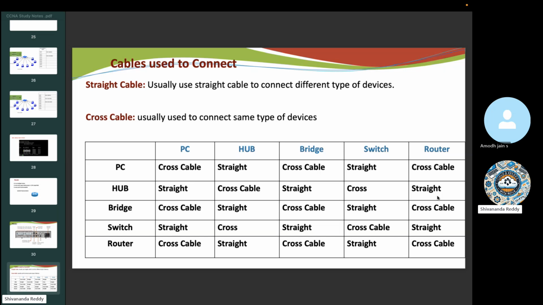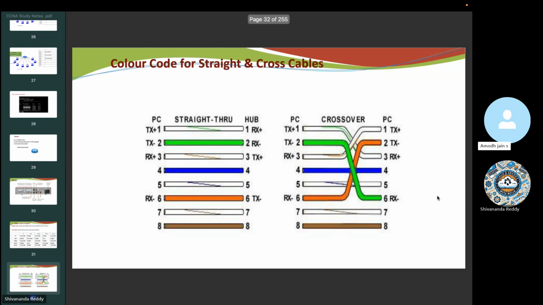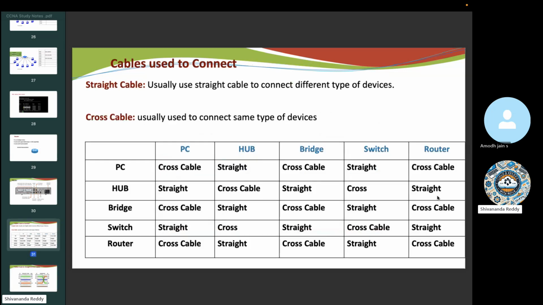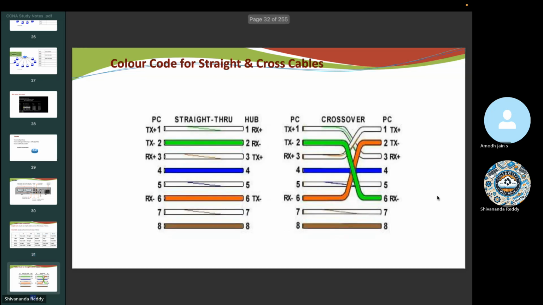Hub to router, straight. The same goes for similar devices: hub, bridge, and routers as well. If you want to connect two hubs, two PCs, two switches, or two routers one to one, at that time you must use a cross cable. Similar devices mean cross cable. Dissimilar devices mean straight. Okay. How the background representation looks: straight through means straight away will be there. Crossover means like this will be there.